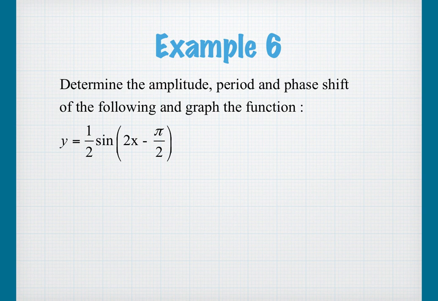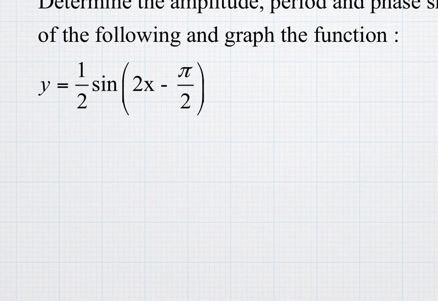All right, we're just going to start it. We're not going to go all the way through. What's your amplitude? 1/2. Your B is what? 2. So the period would be 2 pi over 2, which is pi.